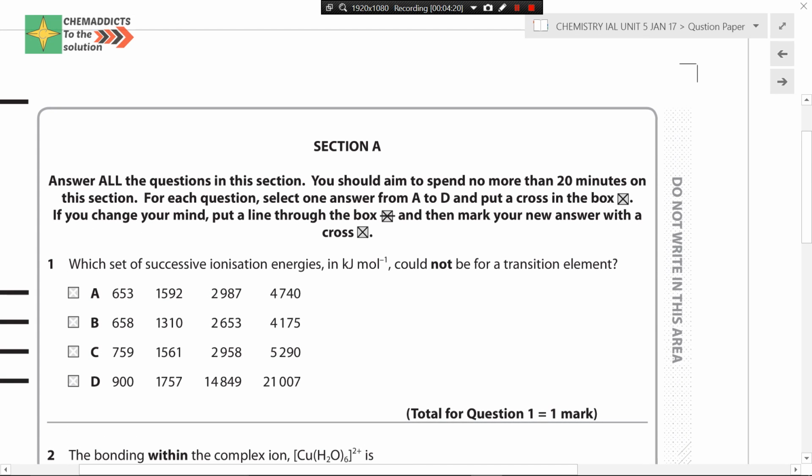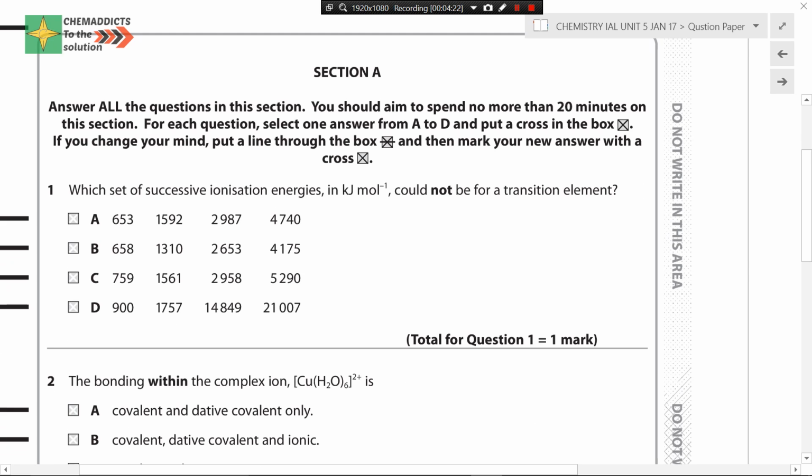Let me zoom this a little bit. Okay, fine. So this is Section A of Unit 5 of Jan 2017. This is the recent question paper, so we are going to solve the recent question paper.